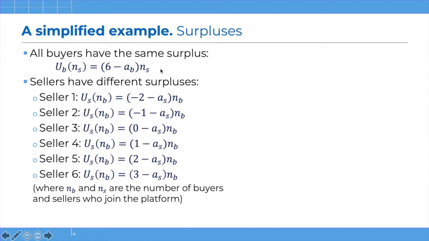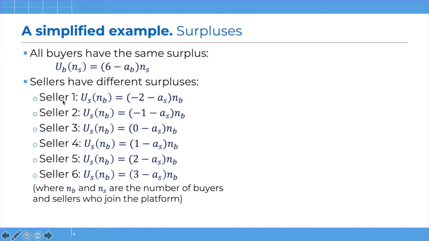Okay, so as I said before, all the buyers are the same. They've got the same surplus function. Just to make sure we understand it well, there will be ns transactions for each buyer, because the buyer is going to meet ns sellers. For each transaction, the buyer earns 6, but has to pay AB to the platform. Okay, and we've got the same form for the surpluses of the sellers.